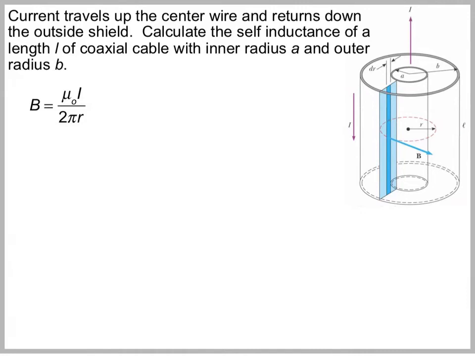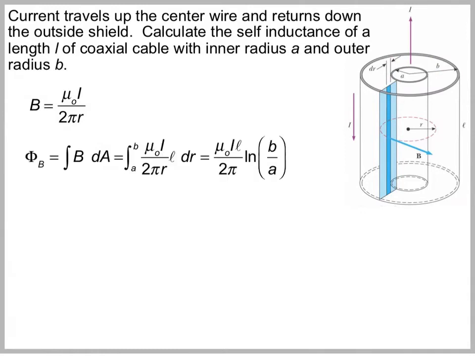So that's going to be B, mu naught I over 2 pi r. And the a here is the length of the wire and a little thickness of it. So L is the flux over the current, so it's mu naught L over 2 pi times the natural log of b over a.